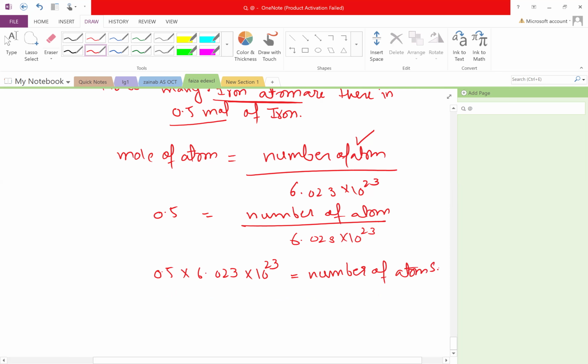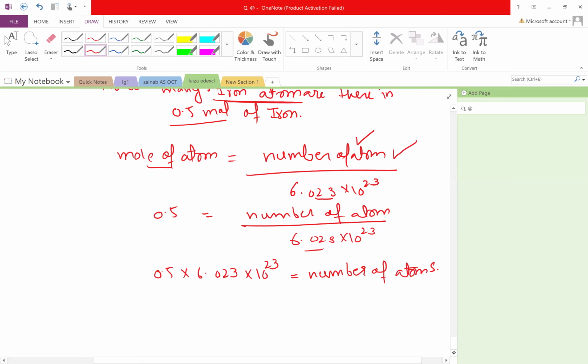Got it? How to do? Either you will be finding the moles or you will be finding the number of atoms, but the formula will remain the same. Okay. So whenever you are asked to find the number of atoms, you are going to use this formula.